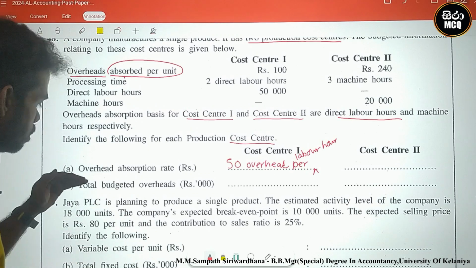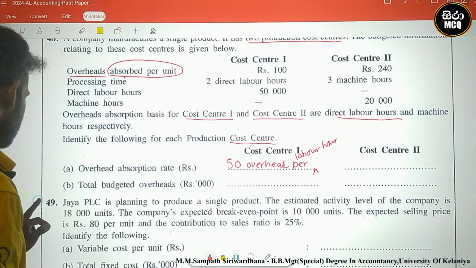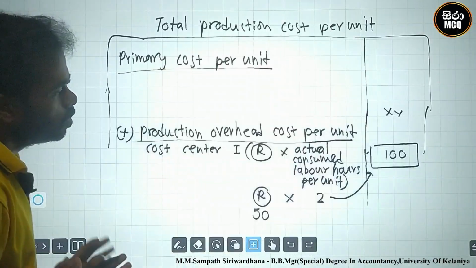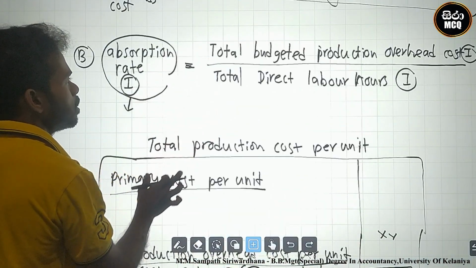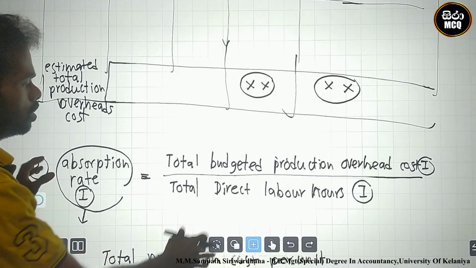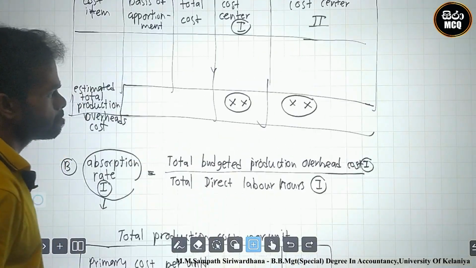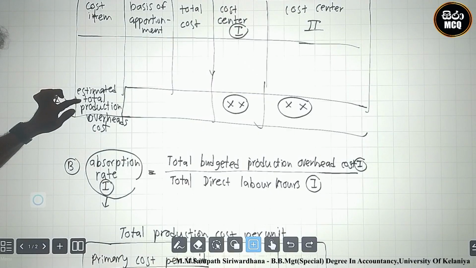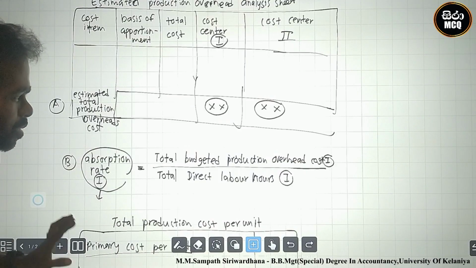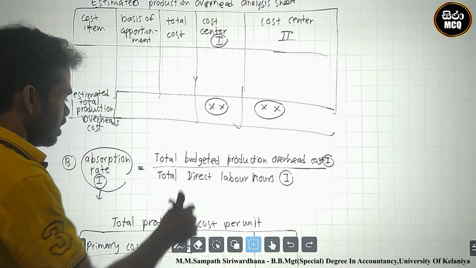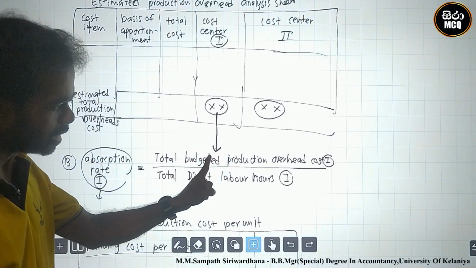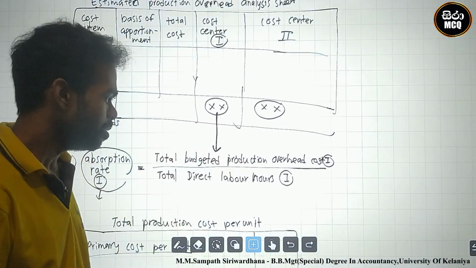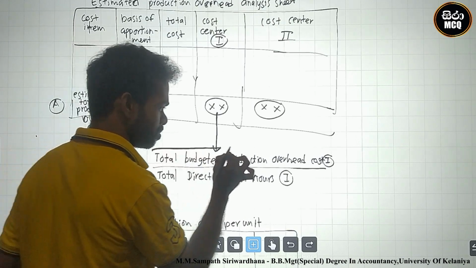Okay, next one, total budgeted overheads. Total budgeted overheads means this one. Estimated total overhead cost. Overhead estimated means budgeted. Total production cost is there. This amount was included. Look here: total budgeted production overhead. You know, we find this one.